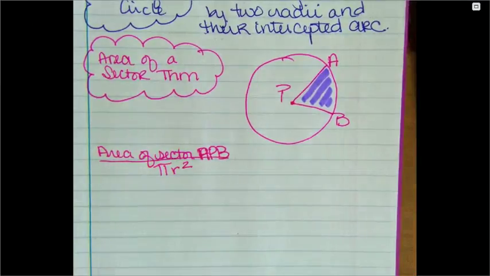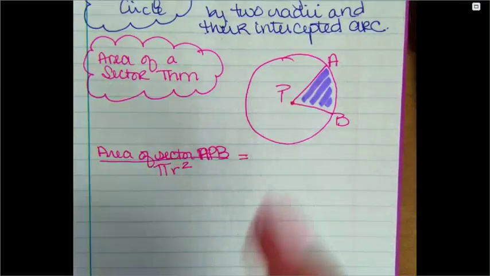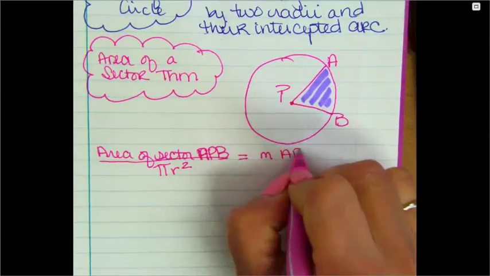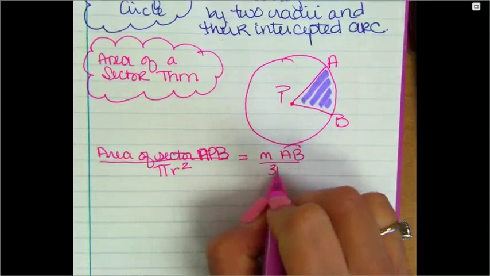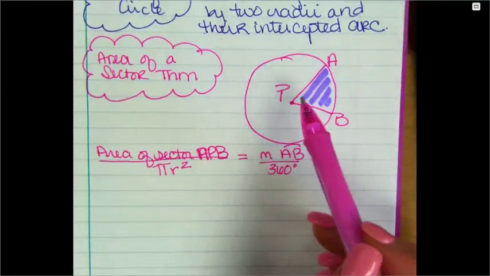Pi r squared. Why pi r squared? Because it's the area of the circle and we're taking out a piece of it, right? It's a fraction of it. The measure of arc AB over 360 degrees. This right here, the arc, will determine which part of the piece you're looking at.